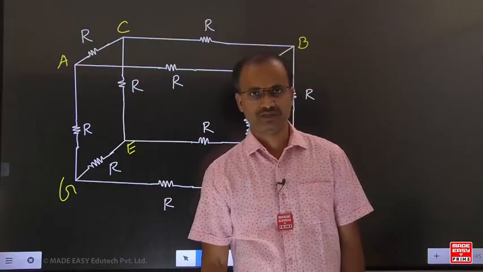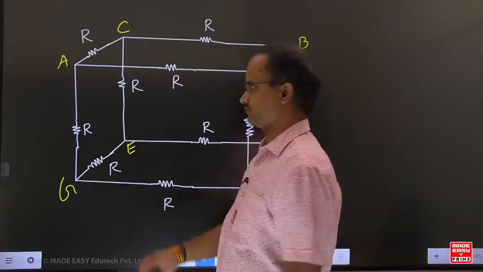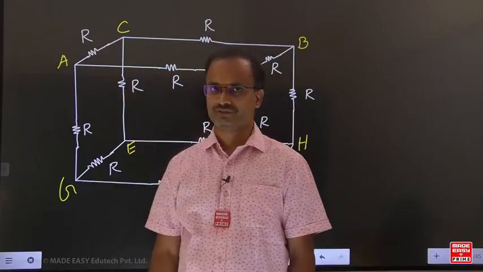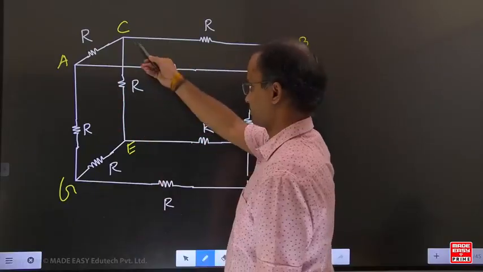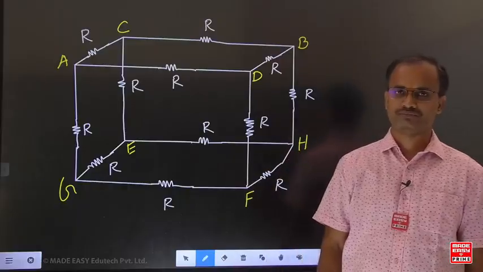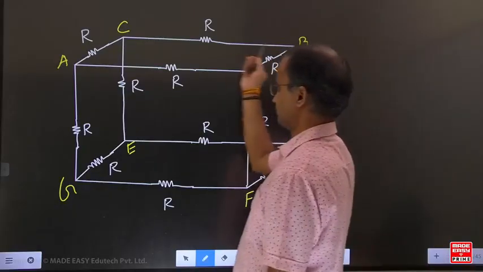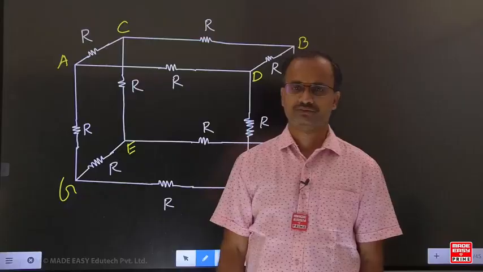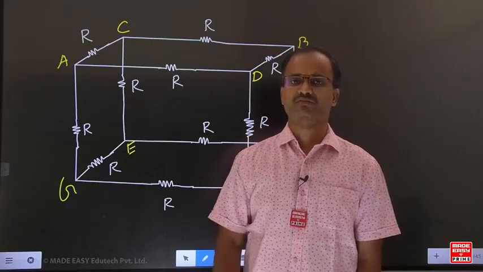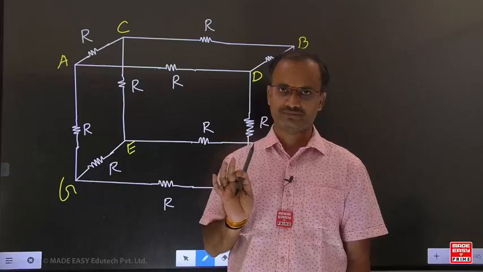Yesterday I concluded one point. Bridge means two diagonal points are present. In this example, A to B is one diagonal. This C to D is the other diagonal. Wherever we need the equivalent resistance, simply assume that with respect to AB one source exists.